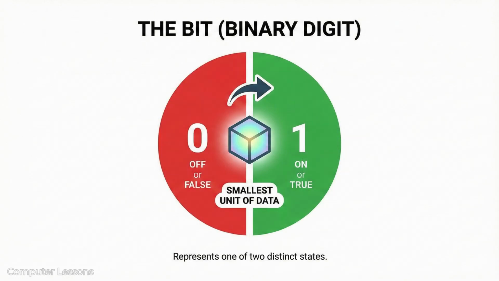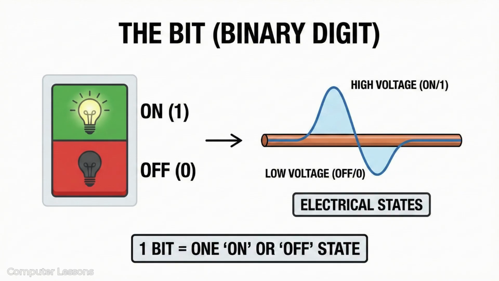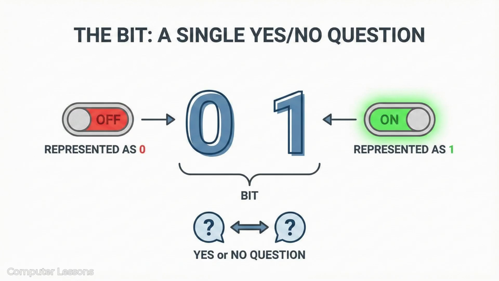Let's start with the smallest atom of information in the universe: the bit. The word bit is actually short for binary digit. As we discussed briefly in our first video, computers operate on electricity. Electricity has two easy-to-measure states. It is either on or it is off. High voltage or low voltage. In computer language, we represent off as a 0 and on as a 1. That is it. That is a bit. It is a single yes or no question.